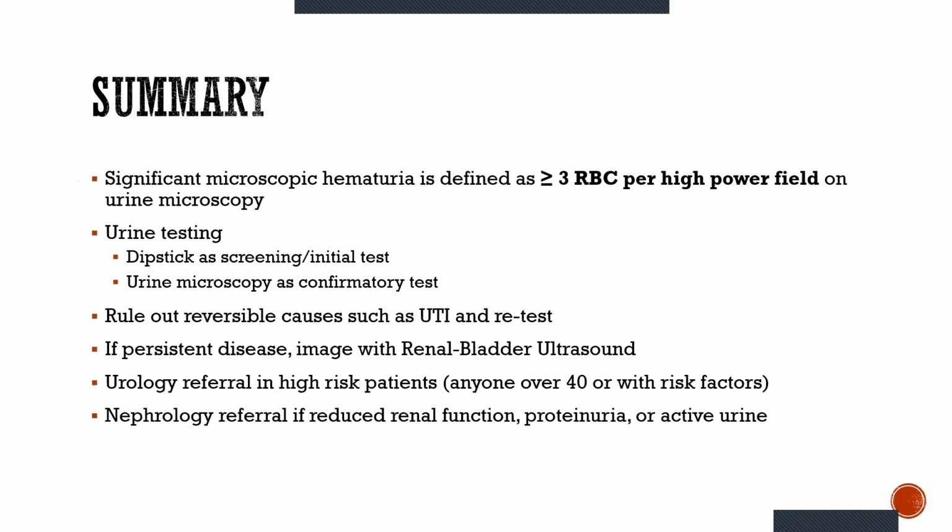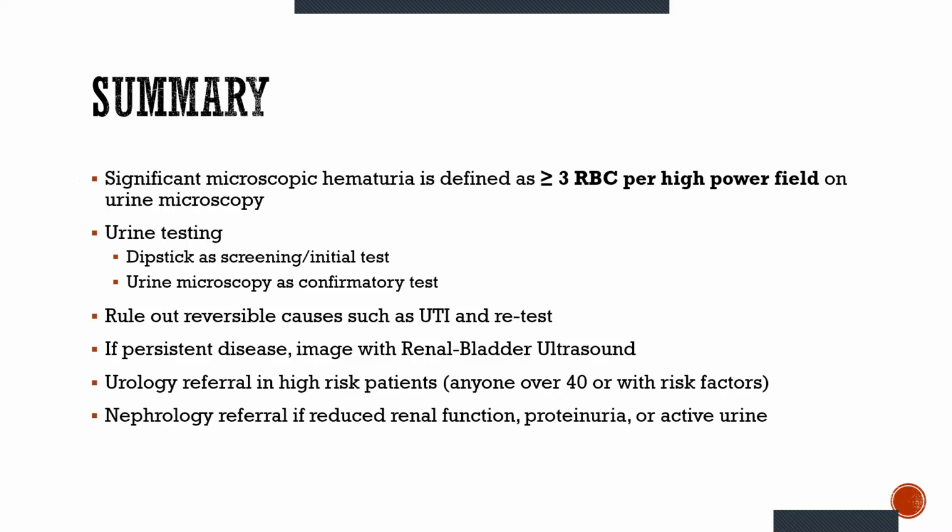Okay, so next slide. To summarize, we define significant microscopic hematuria as 3 or more red blood cells per high-powered field. For urine testing, we screen with dipstick. If that's negative, you're pretty much done. But if it's positive, urine microscopy should be used as a confirmatory test.